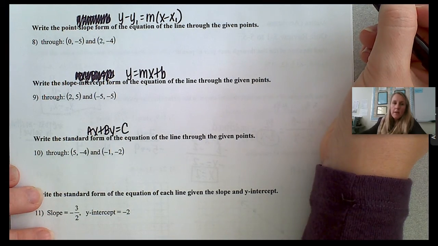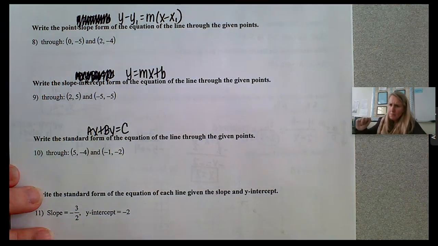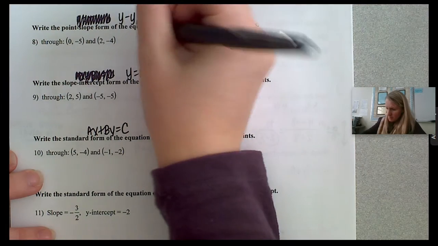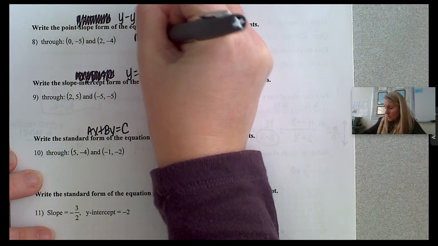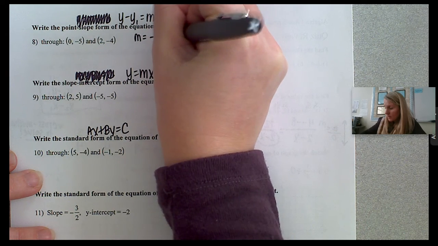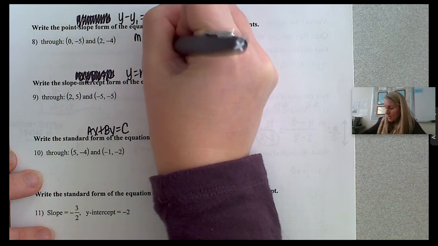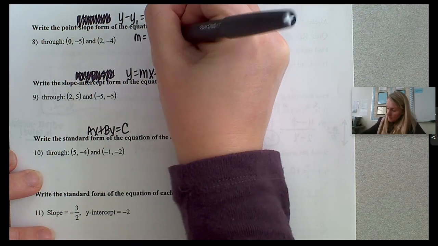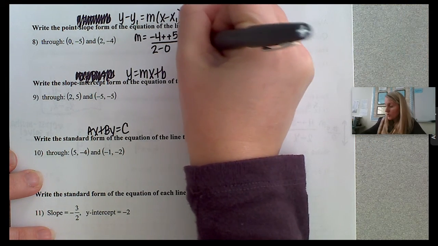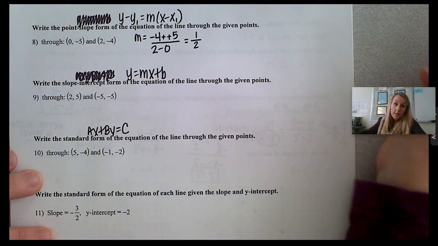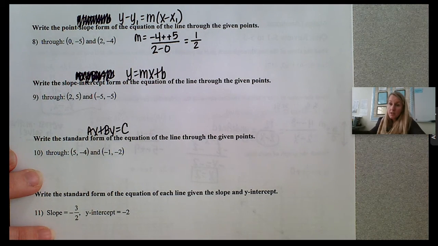Number 8, point slope. Big fan of point slope. It's my favorite. Find the slope first: y2 minus y1 over x2 minus x1. Double negative turns to a positive, so negative 4 plus 5 gives me 1 over 2. Okay, that's my slope. The reason I like it is because I'm kind of done. I just need to fill in now.